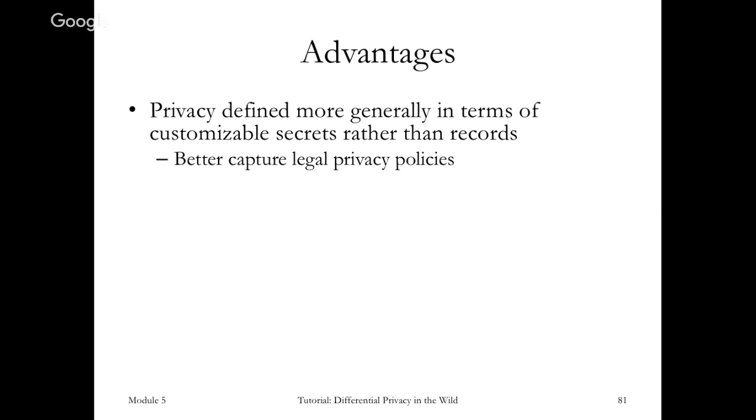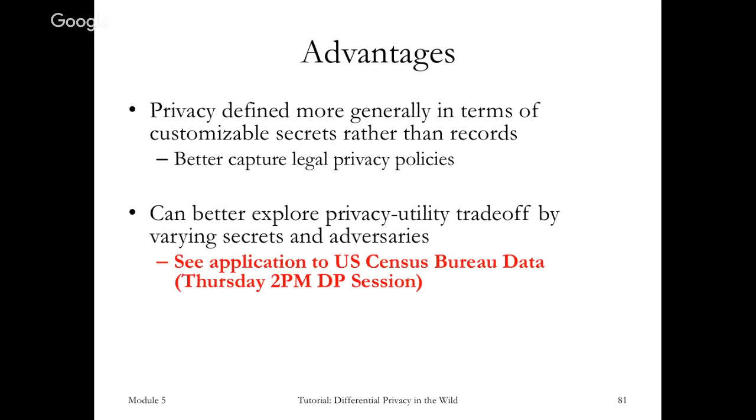The advantage of Pufferfish is that privacy is defined more generally in terms of customized secrets rather than records. In fact, it allows you to better capture legal privacy policies. It also allows you to better explore the privacy-utility trade-off, because you have more knobs to control the trade-off between privacy and utility. Before, in differential privacy, you just had this epsilon. More epsilon is less privacy and more utility. Less epsilon is more privacy and less utility. But now you can change your secrets, you can change your adversaries, and so on. And again, we have a talk on Thursday, which actually talks about this.